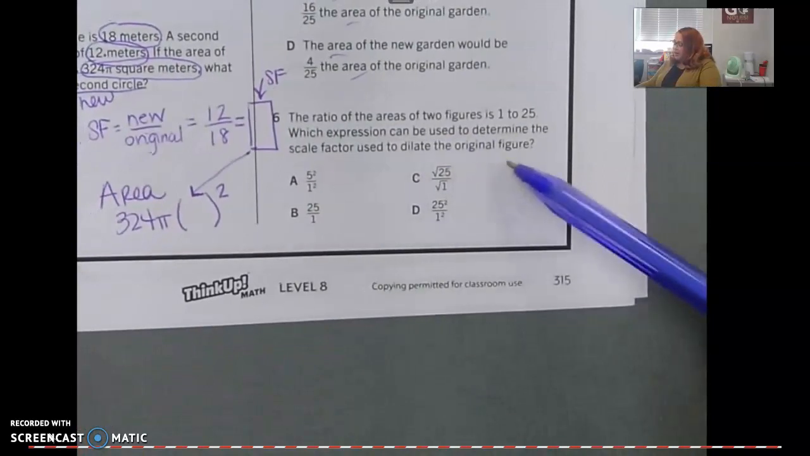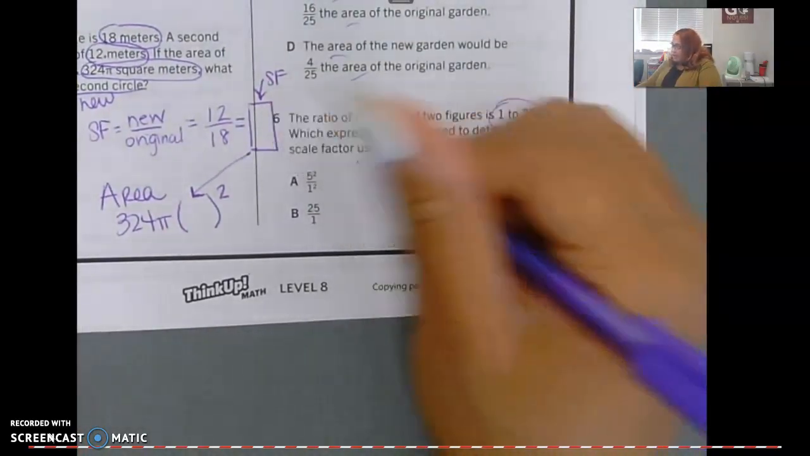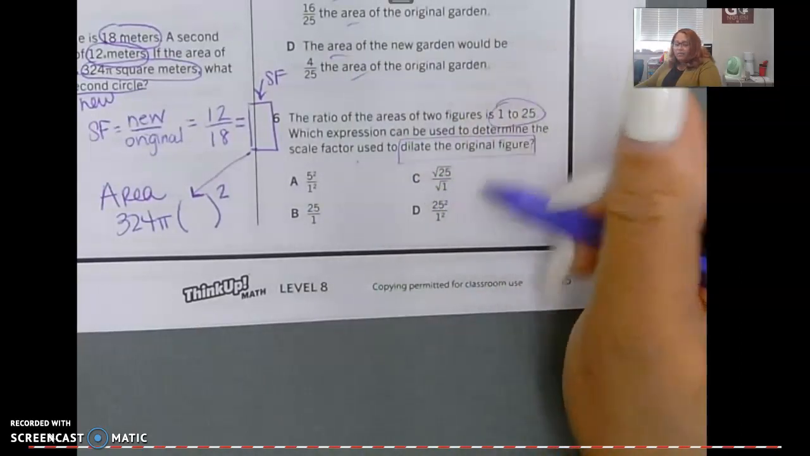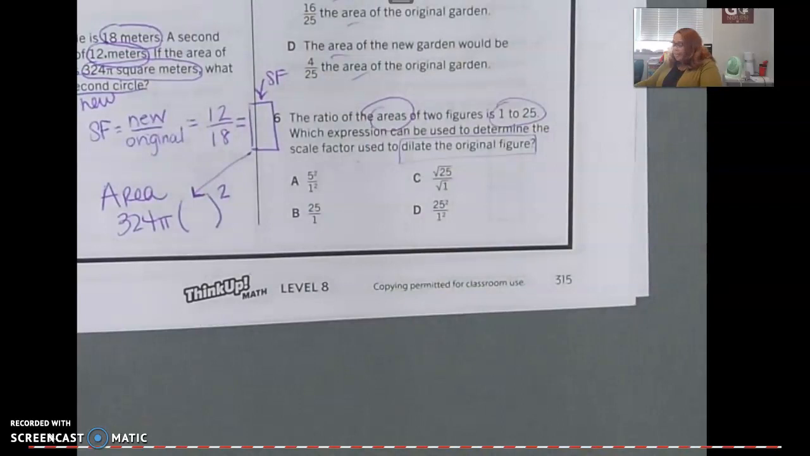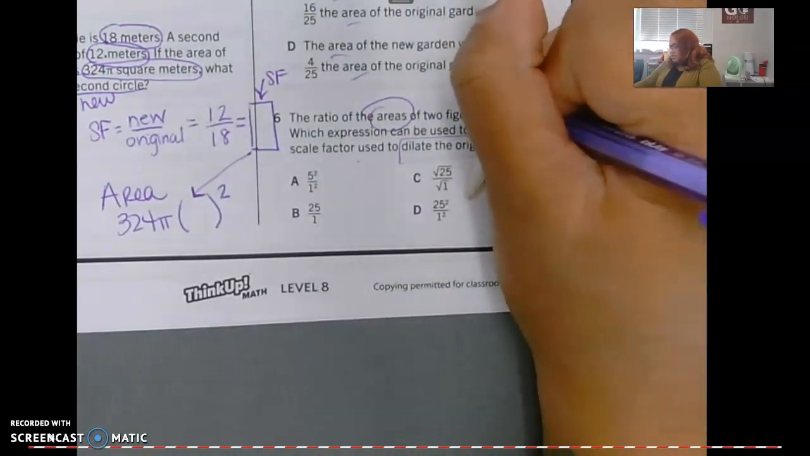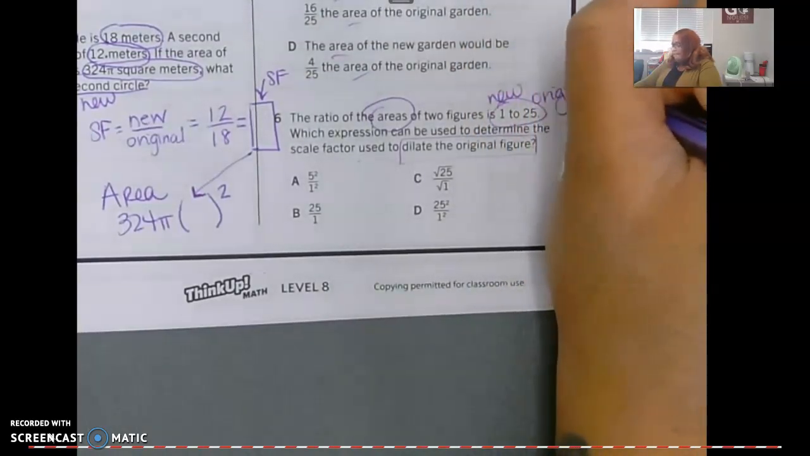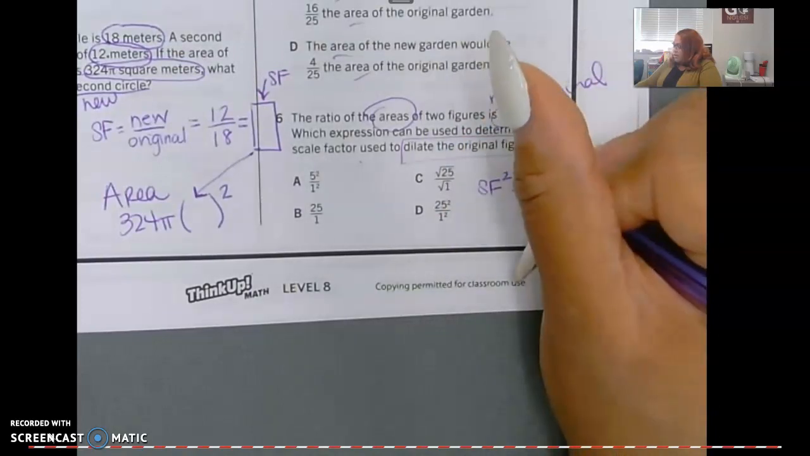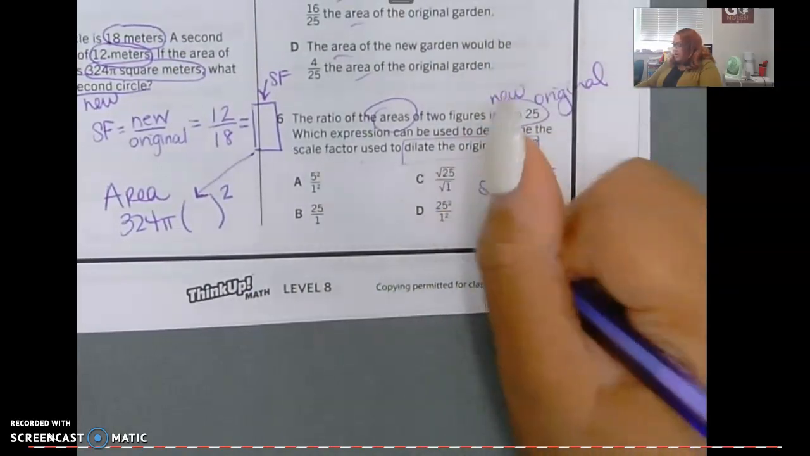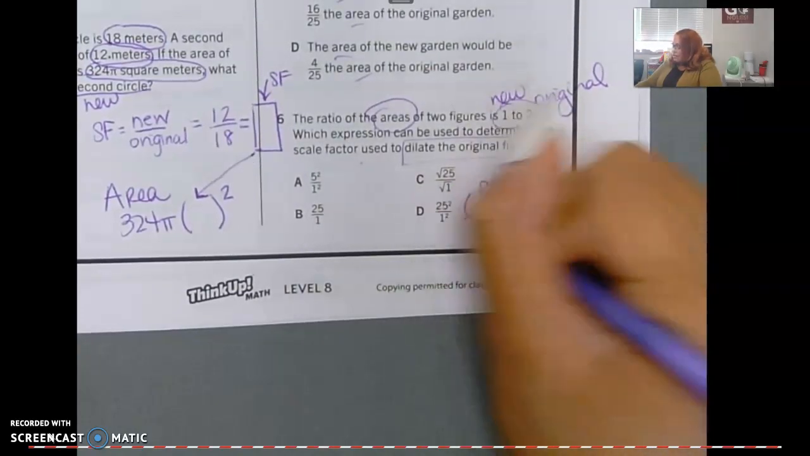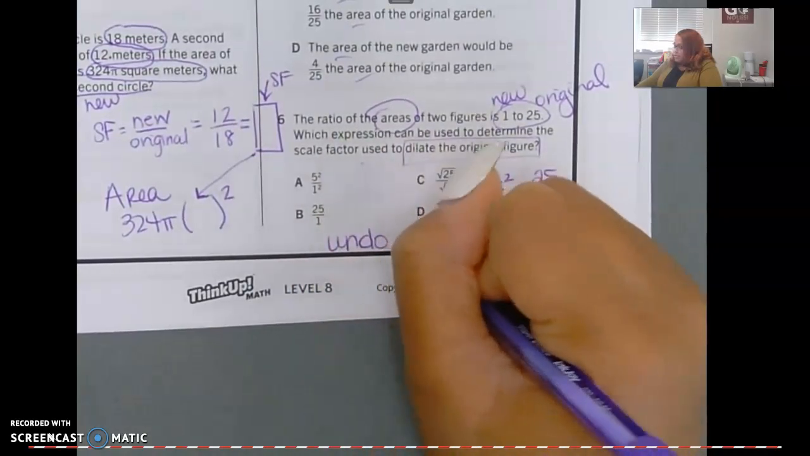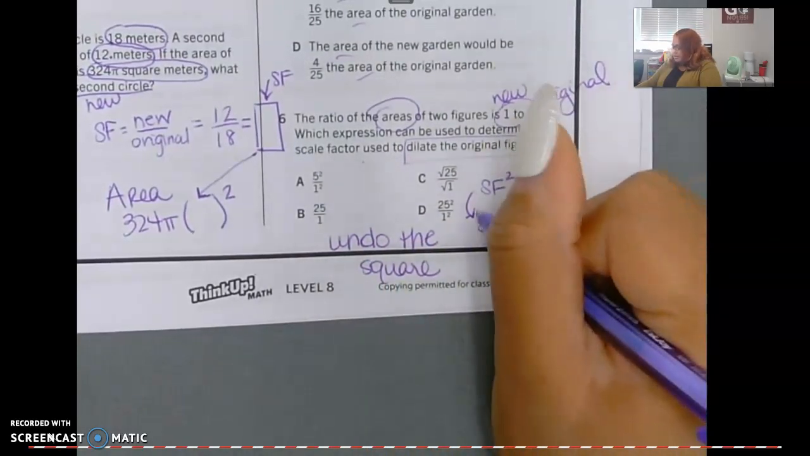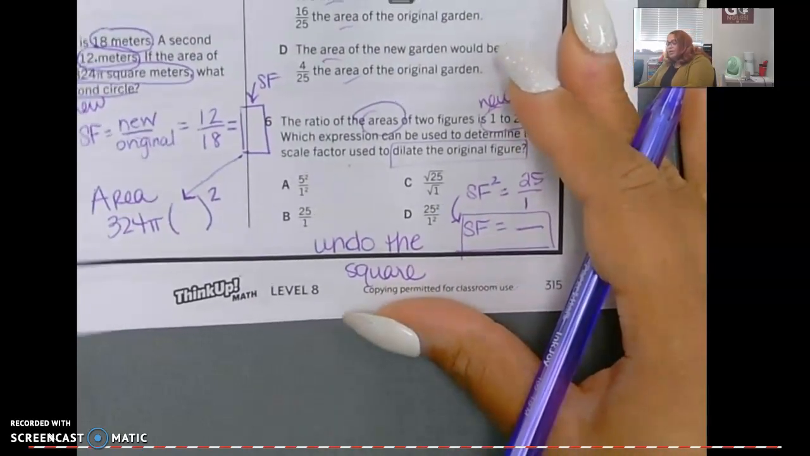Number 6, the ratio of the areas of two figures is 1:25. Which expression can be used to determine the scale factor used to dilate the original figure? So they want me to go back and reverse my square. So if they start with 1:25, this is usually new to original. So if I write my scale factor squared, that would equal 1:25. I need to go back and undo my square. Undo the square. And you will get a new fraction down here, or ratio. On 3/16.